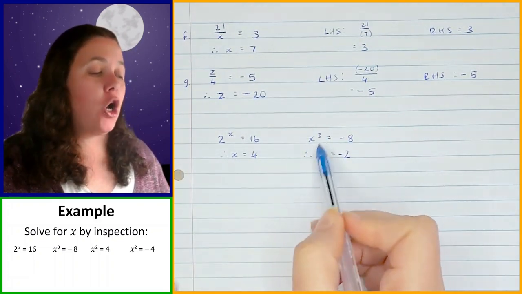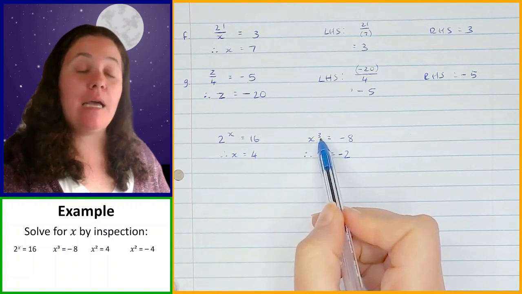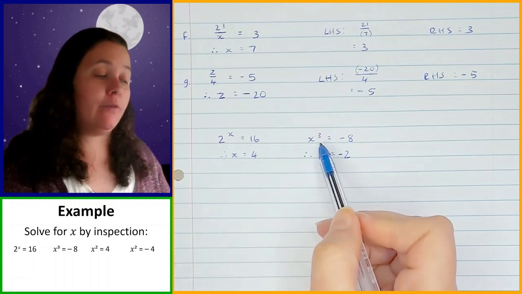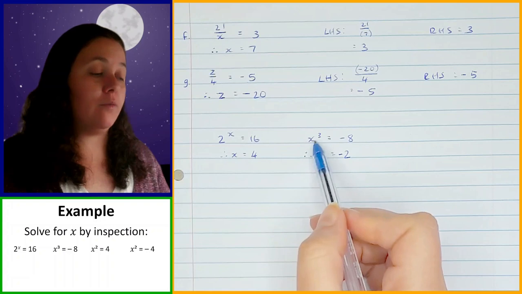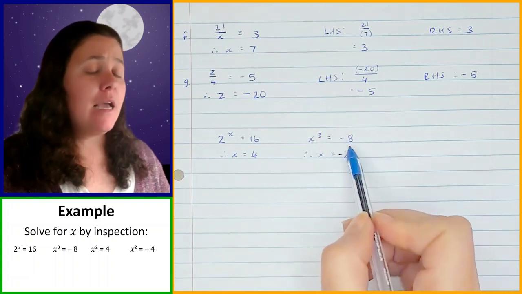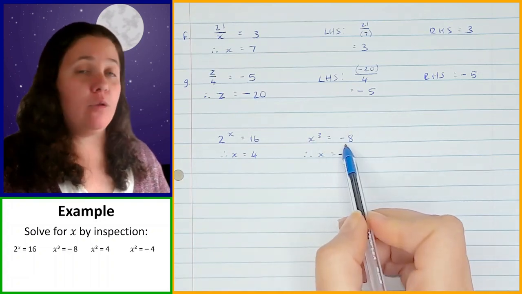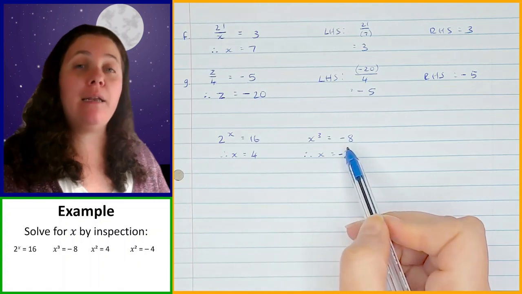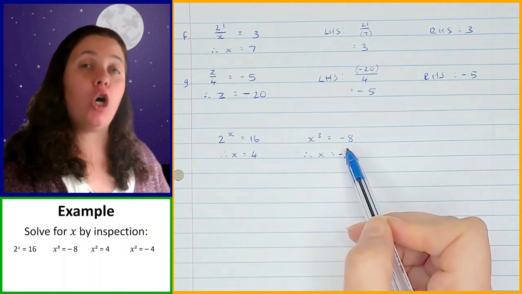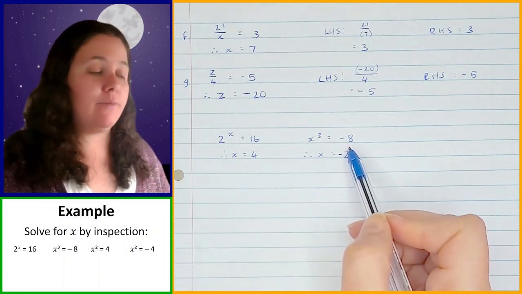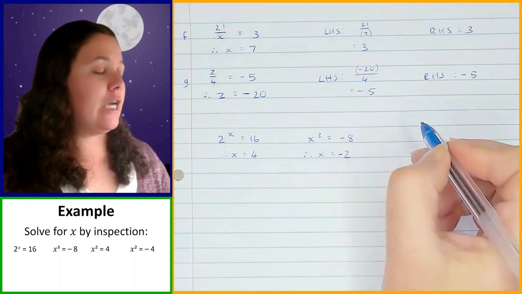When you have an odd exponent over here, a cubed variable as your unknown, then you can end up with an equation equal to a negative number like this, because you can multiply a negative an odd number of times and end up with a negative answer. Okay, now let's have a look at the next one.